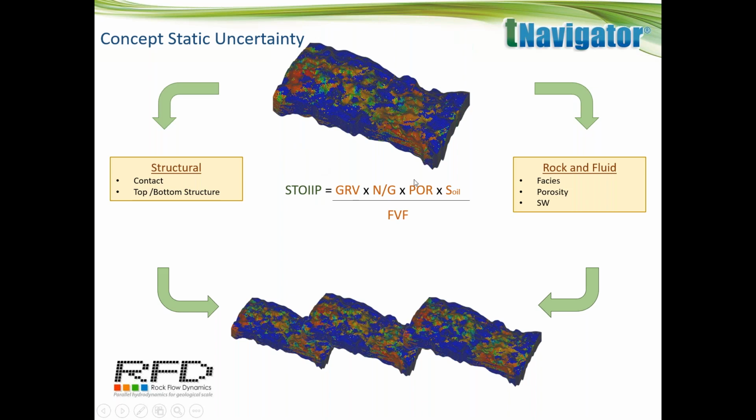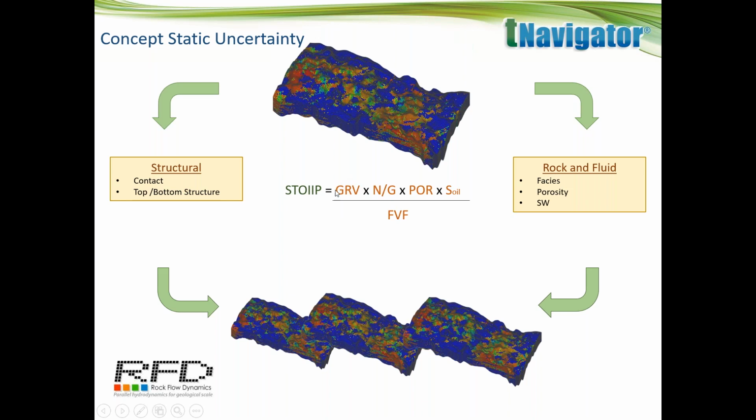And then what we can do is start to play around with some of these parameters. We get one volumetric, but obviously we can start to look at these parameters that we need for our volumetric calculation. So for an example, GRV, so our initial structural framework, our net to gross, our porosity, our saturations. And are we 100% certain that these are correct? And the answer probably is no.